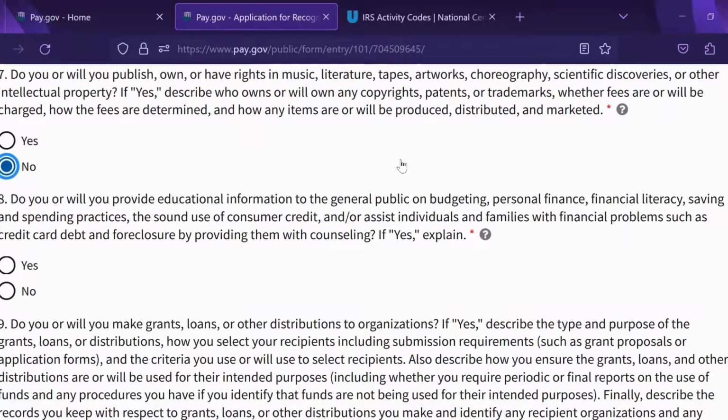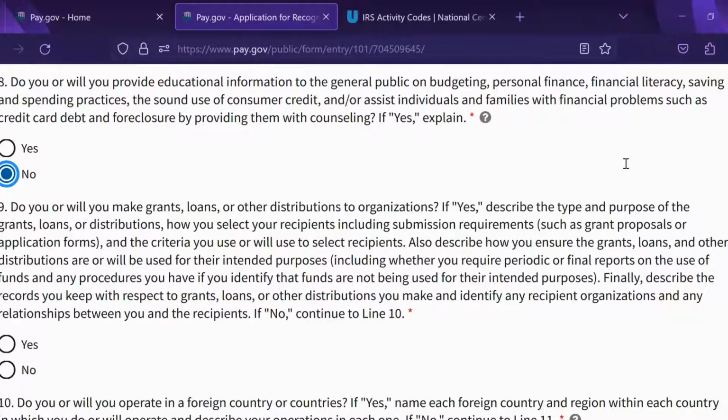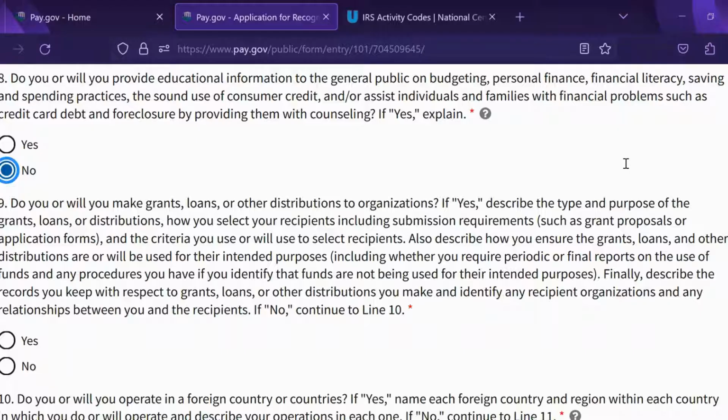Question 8, do you or will you provide educational information to the general public on budgeting, personal finance, financial literacy, savings, spending practices, the sound use of consumer credit, and/or assist individuals and families with financial problems such as credit card debt and foreclosure by providing them with counseling? If yes, please explain. We are not. Jane is not. It's kind of closely related, but we are not. It could be a benefit to our clients, but Jane's organization is not providing that service.